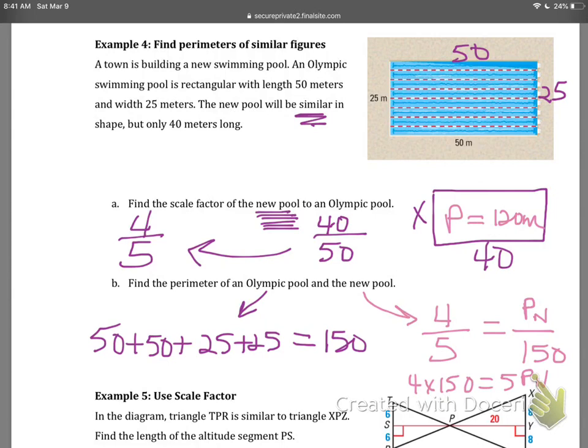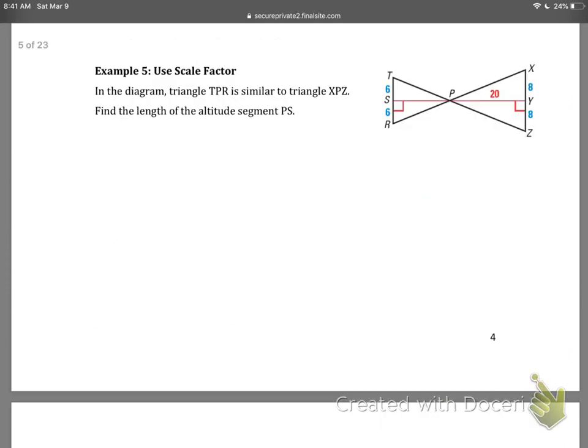Okay, let's go on to example 5. In example 5, we're going to use the scale factor. So it tells us that triangle TPR is similar to triangle XPZ. So find the length of the altitude segment PS. We're going to make that an X.